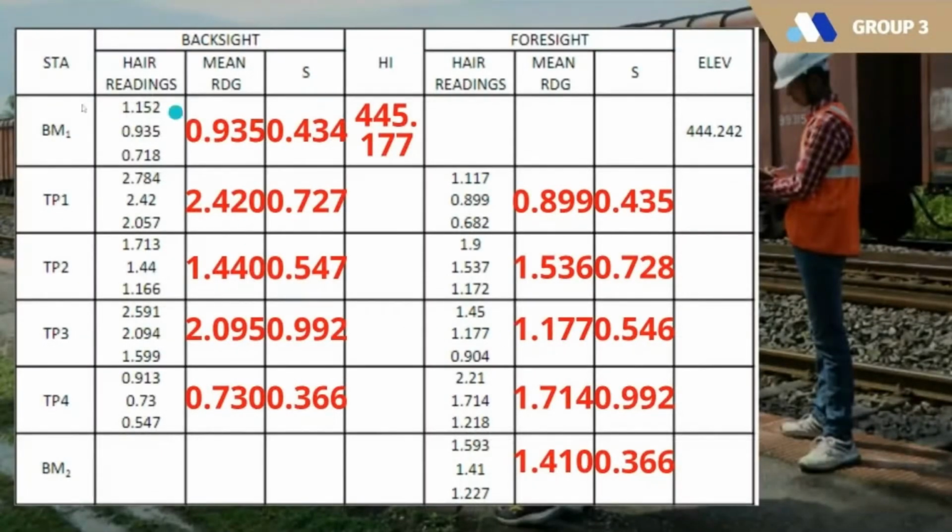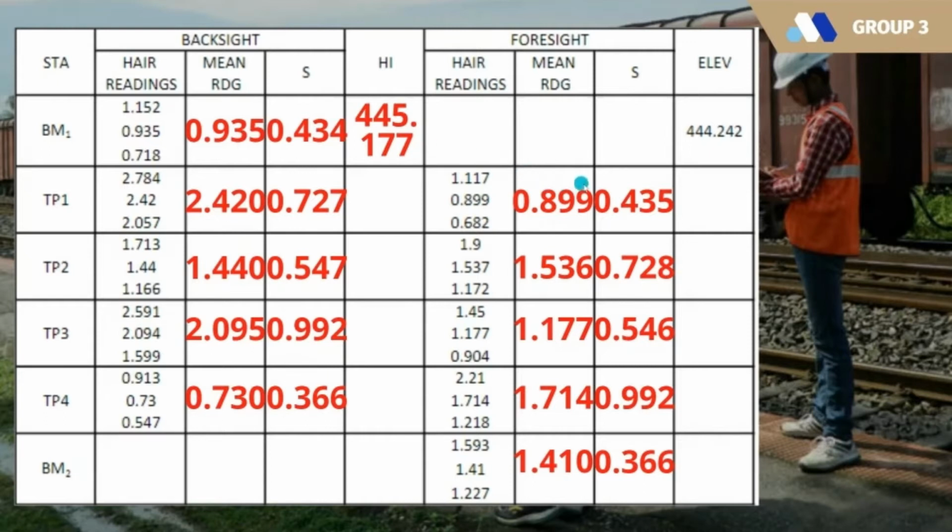So for the HI of BM1, we just need to add the elevation, which is 444.242, to the mean reading of the backside, which is 0.935, and we're able to get 445.177.